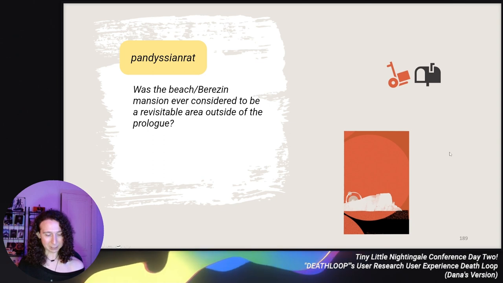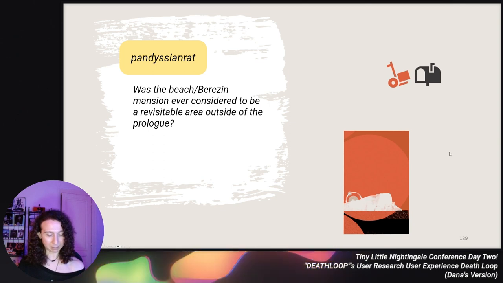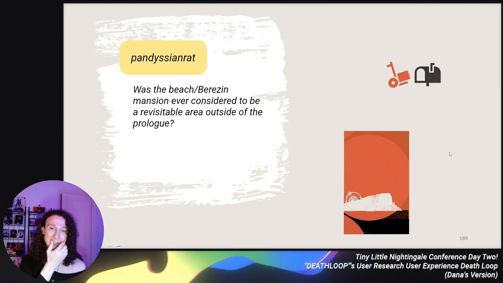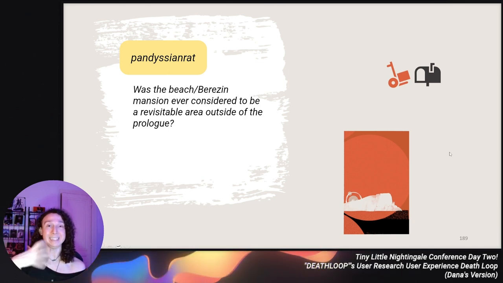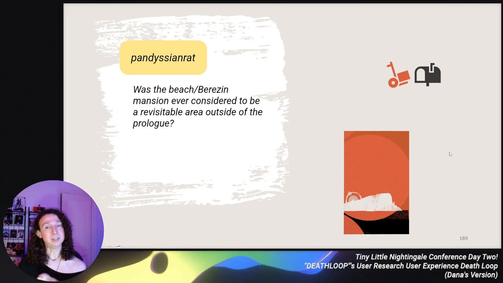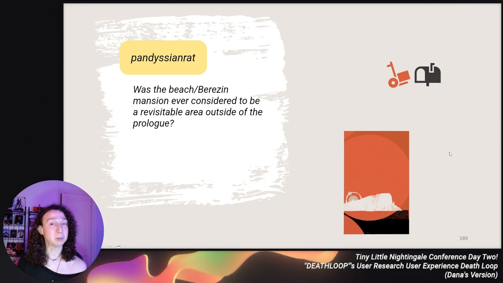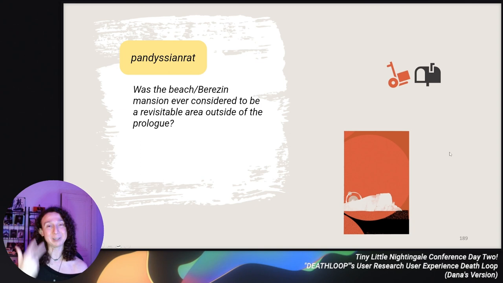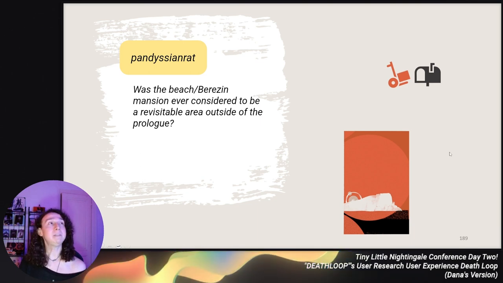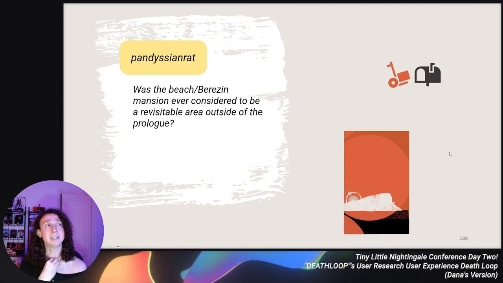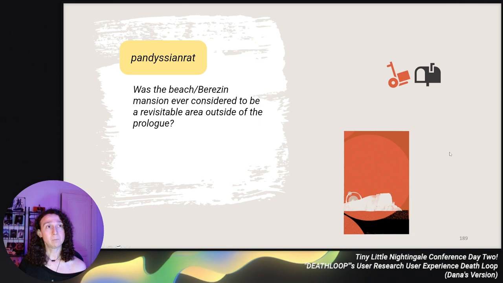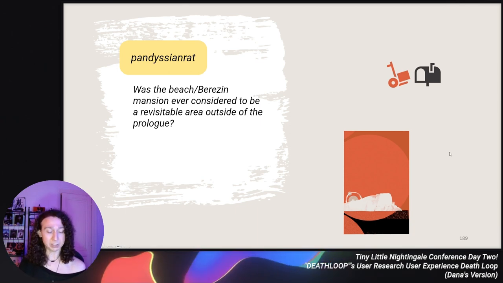Was the beach Bears in a Mansion ever considered to be a revisable area outside of the prologue? Yeah, absolutely. But again, you have to focus on the core experience. Even if there's a million cool ideas of wouldn't it be neat if, like, do we want to be able to revisit the beach during the noon or in the afternoon, during the evening? A lot of us thought that was super cool. And then it's like, oh no, we have to cut two of our existing maps. There's no way we can do that with the beach, unfortunately. But there was even at one point a pitch, I think it came from me, to visit that map in the evening as a one-off. That idea never went anywhere. That never got past just conversations.